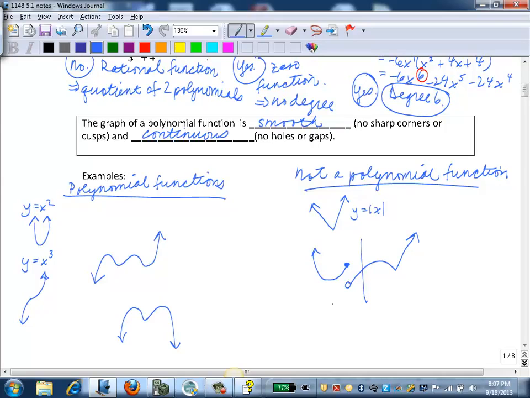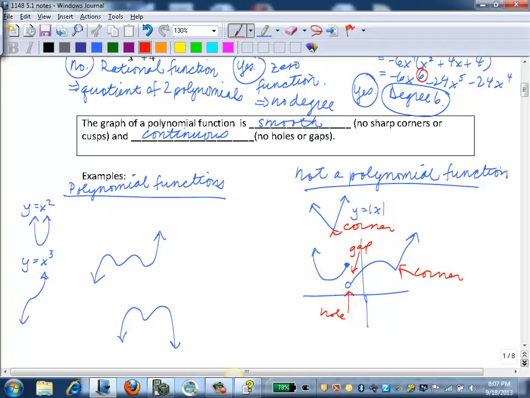So if this was all one function, you can see that there's a gap here, there's a hole here, there's a sharp corner here. So you've got the gap, you've got a hole, and you've got this corner here. These are all, and so on this absolute value function, we have this corner here. So we know that these are not polynomial functions.